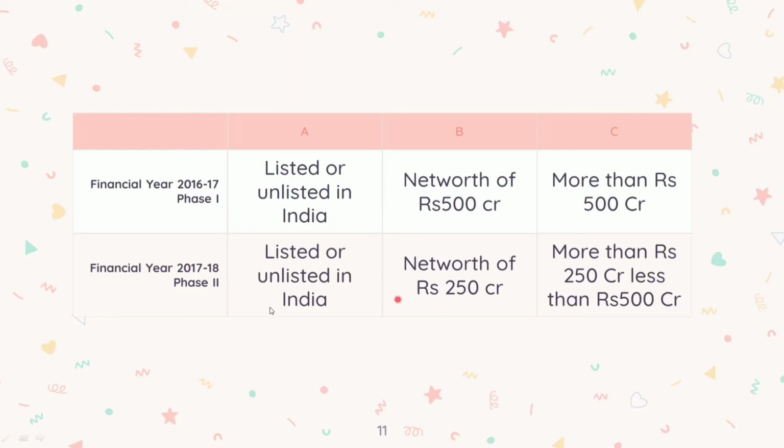When I'm talking about the year 2017, in the second stage, they said that companies whose net worth is rupees 250 crores or more but less than 500 crores, whether they are listed or unlisted, in the year 2017 they issued that those companies have to mandatorily follow IFRS. So IFRS is all about the set of common rules which need to be followed by all the countries in order to maintain transparency and comparability and to have consistency in preparing financial statements. So that is all about today's video.